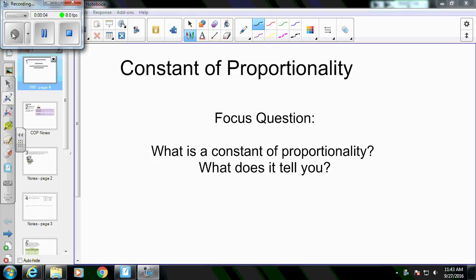Welcome. Today we're going to be talking about the constant of proportionality. Our focus question: what is a constant of proportionality and what does it tell us?